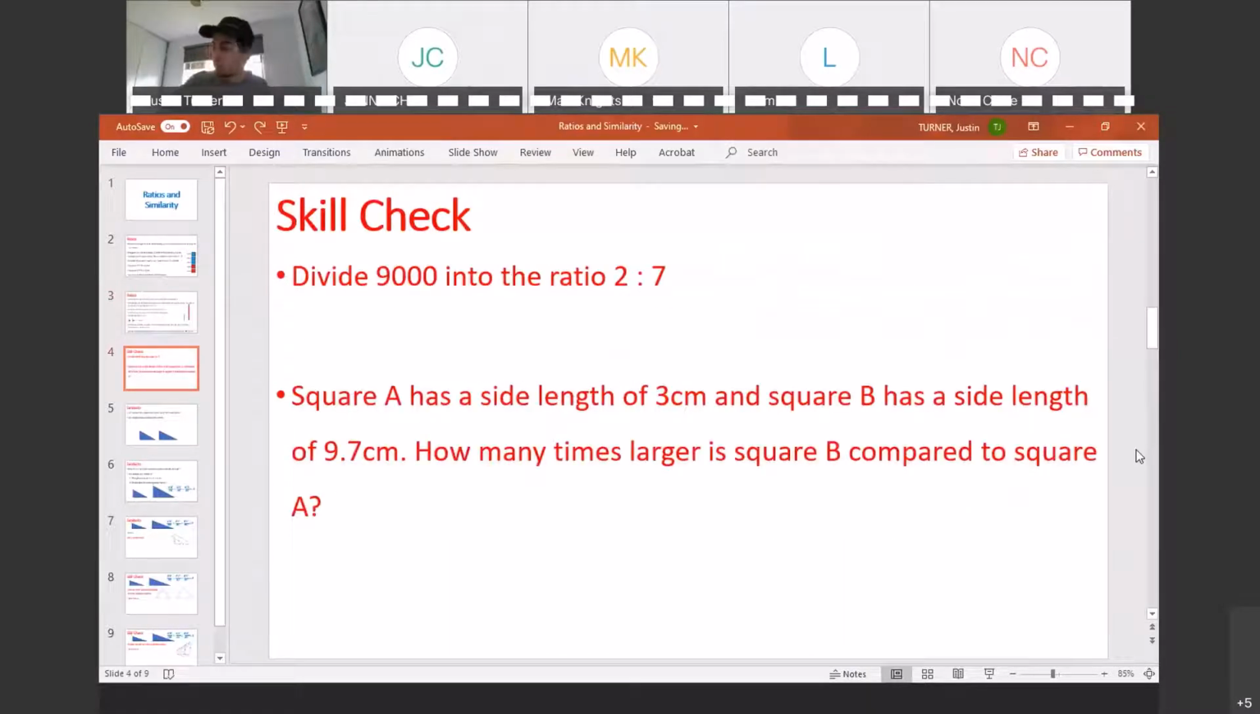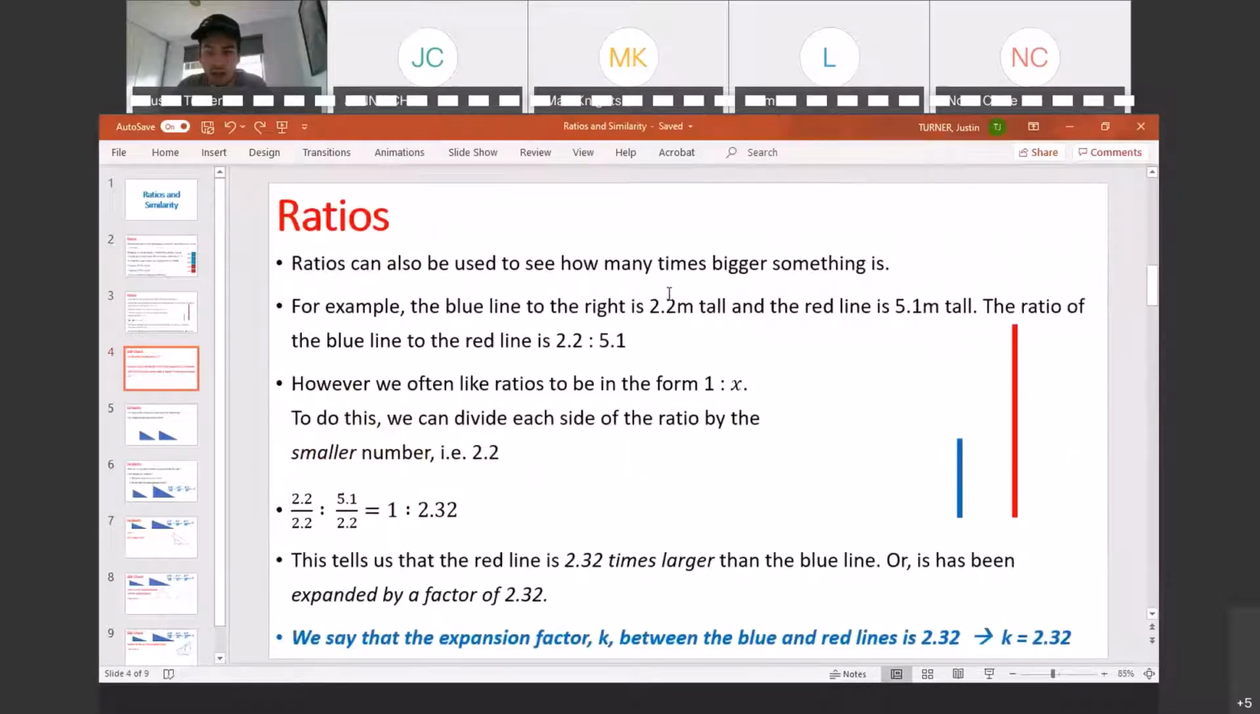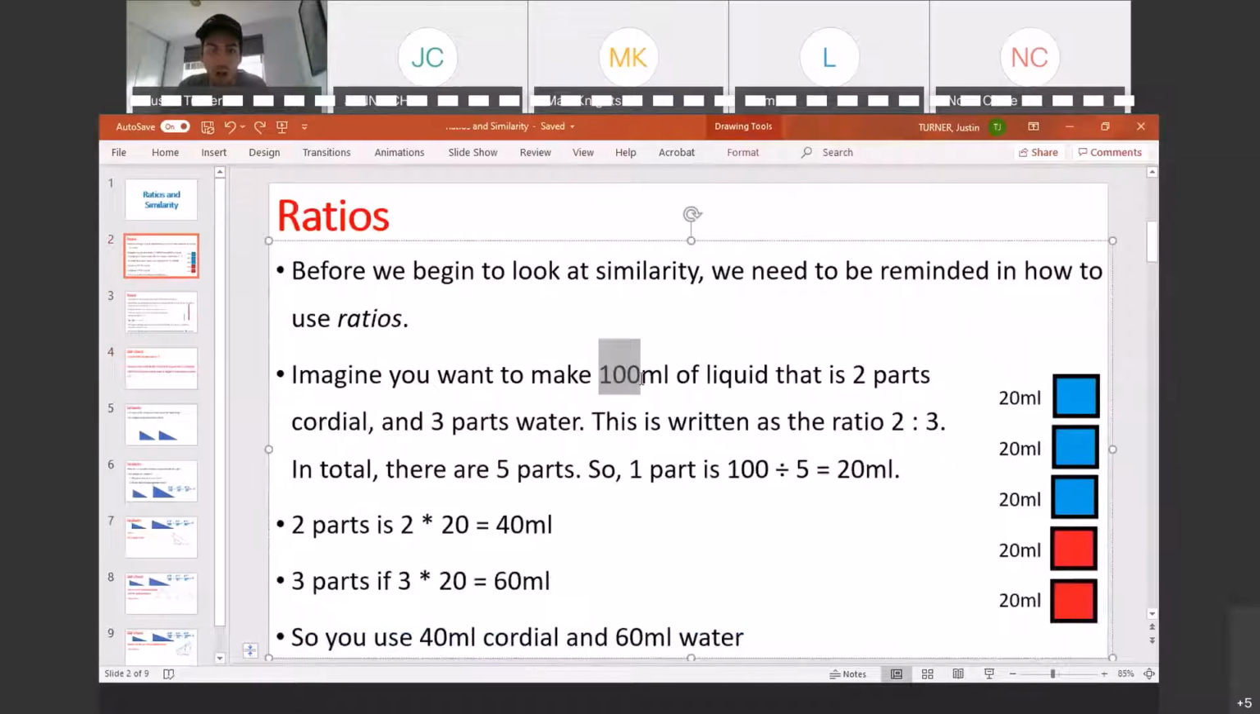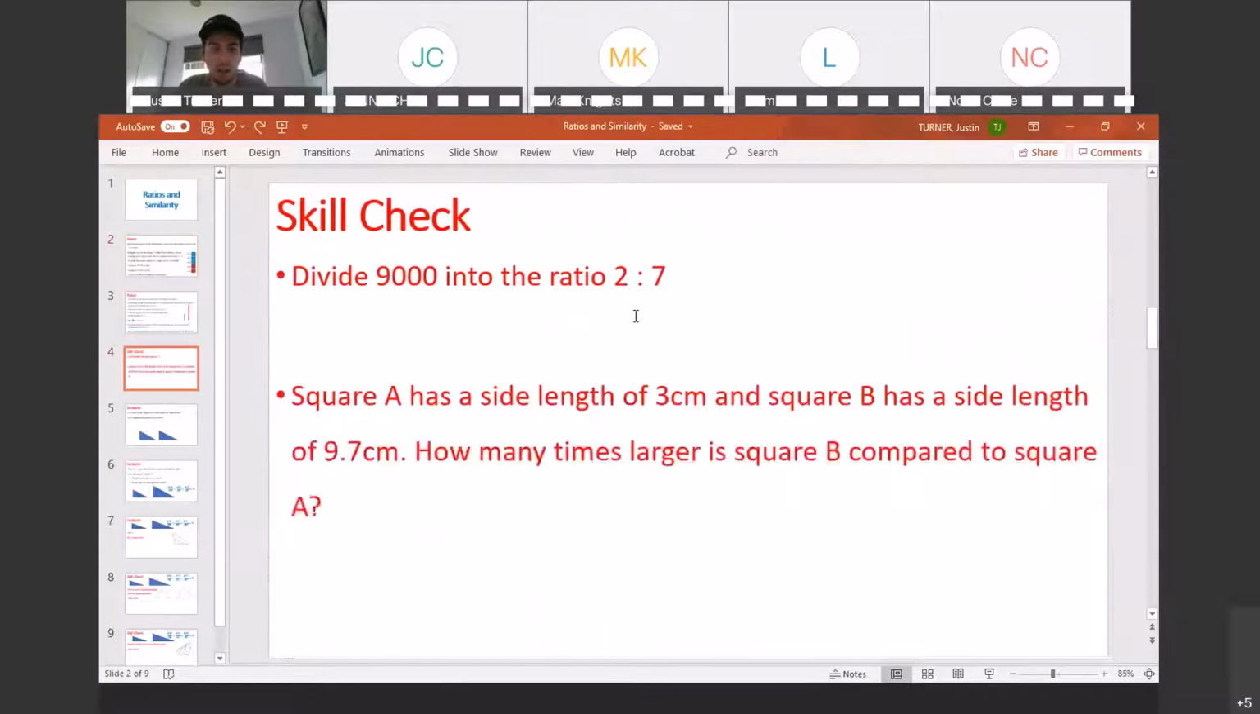So we'll do a quick skill check. I'll set a timer for maybe 2 minutes if you guys want to have a crack at this one. So divide 9,000 into the ratio 2 to 7. What I mean is, similar to this example, we divided 100 into the ratio 2 to 3, and we worked out that 2 parts was 40 to 60. So do a similar thing with that one. And we've got a more worded question there.